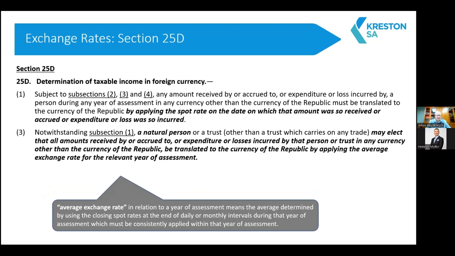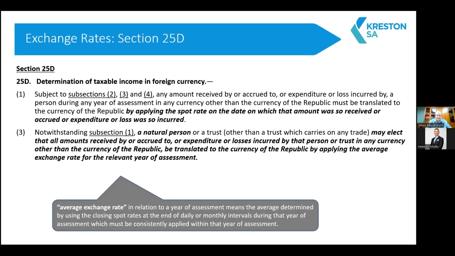25D(1) says to you that you have to use the spot rate on the date on which that amount was so received or accrued or expenditure or loss was incurred. That's the general rule. So whenever you earn, when the remuneration accrues on a monthly basis, you use the spot rate on a monthly basis.